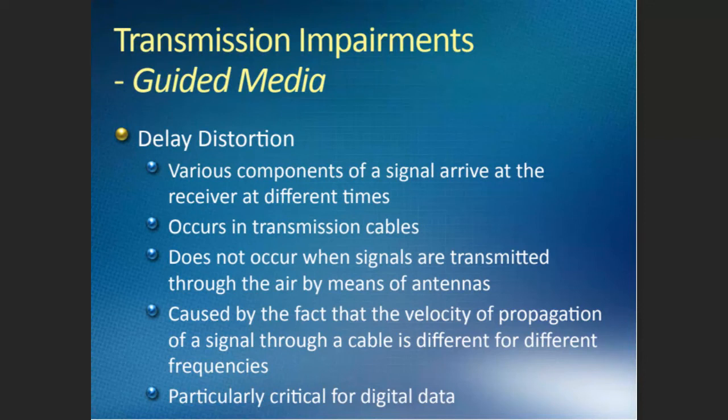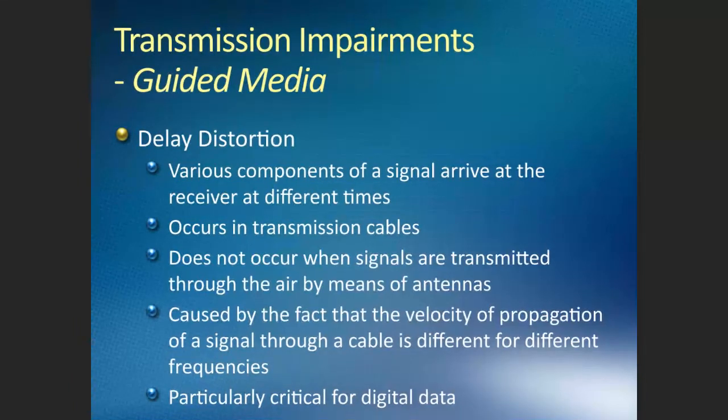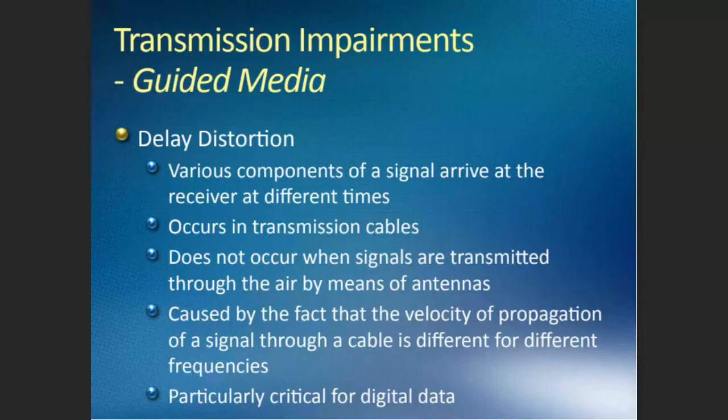We are sending the signal in the cable, and parts of the signal travel faster than the other parts, depending on the frequency. So this also causes something called delay distortion. And how can we avoid this? There are different techniques. You can correct the signal, or you can request to resend the signal. We will talk about how to deal with errors. Now we are talking about what the types of errors are.